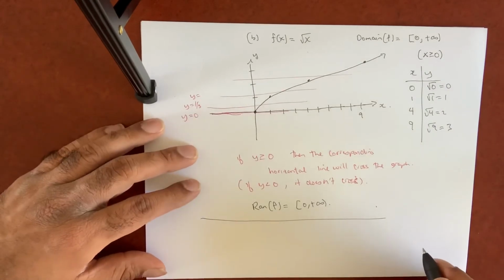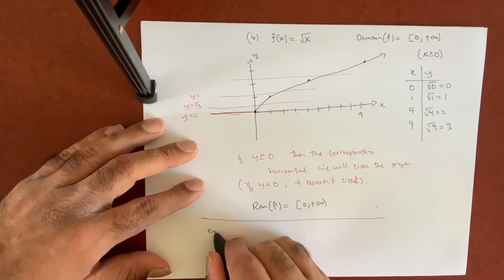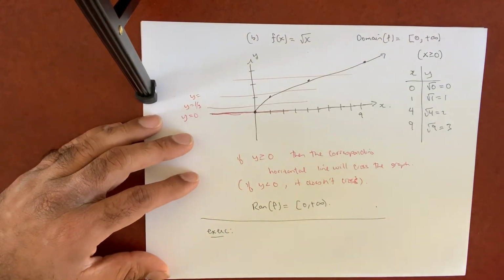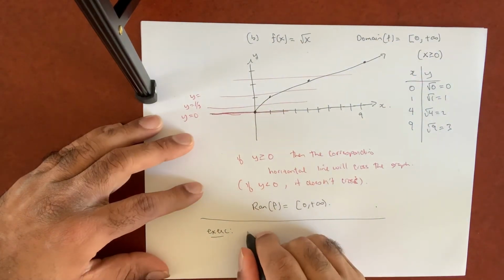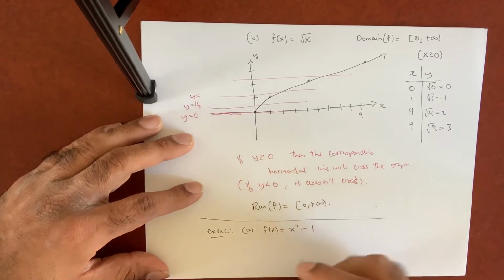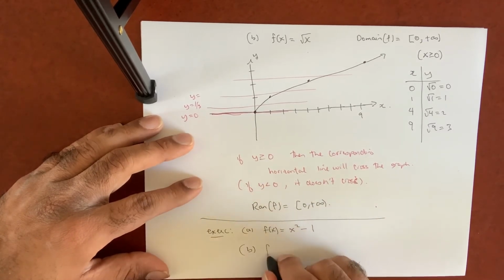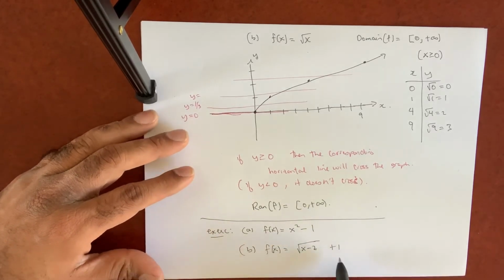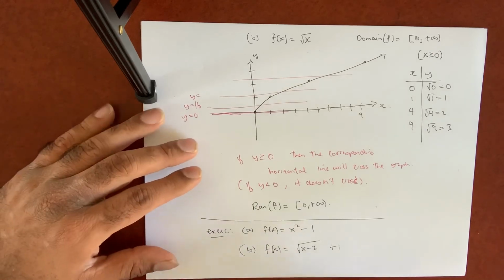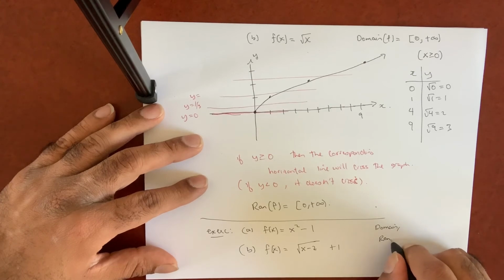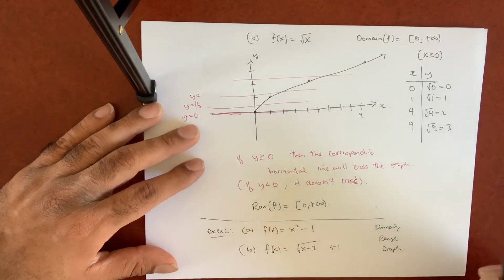That's it. So let me leave you here with just a couple of exercises, because these are probably best done with practice. So let's take the function f of x is equal to x squared minus 1, and the function square root of x minus 2, and then plus 1 outside of the square root. So what you want to find is the domain, the range, and the graph for both of these.